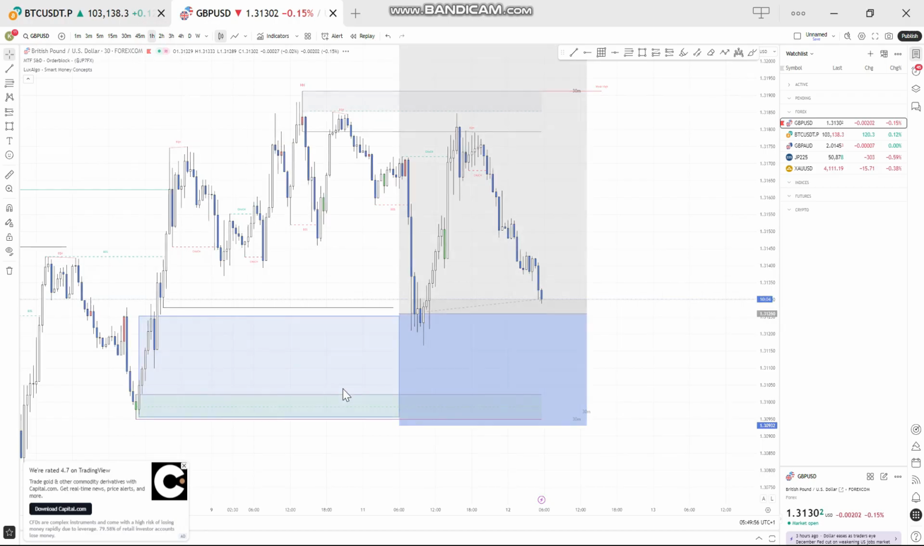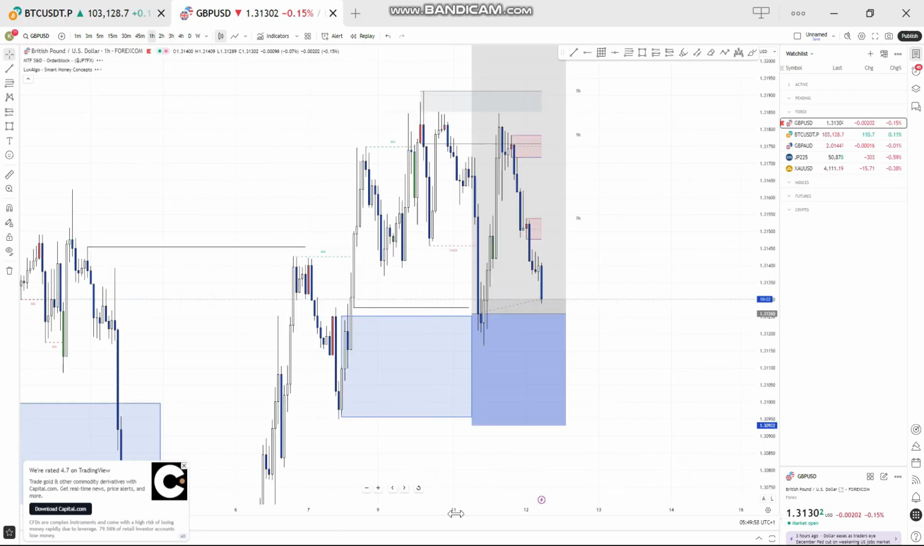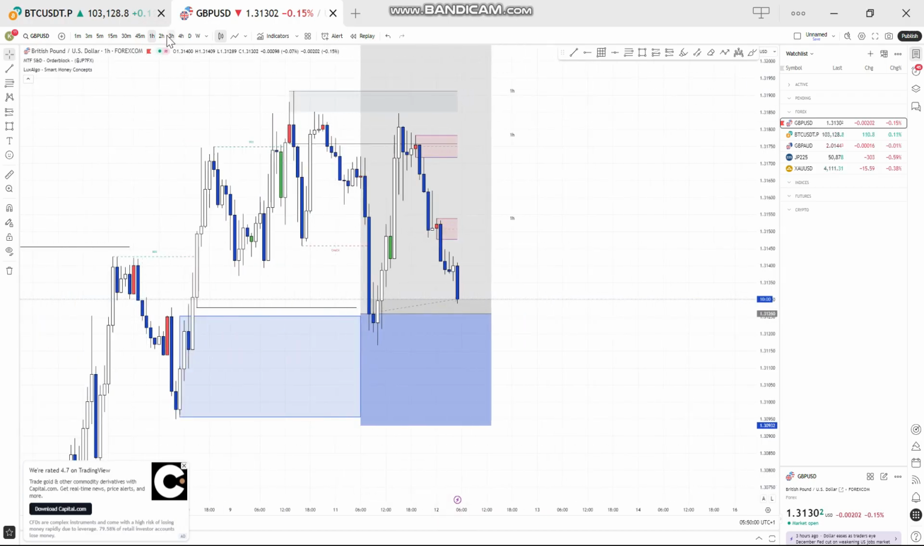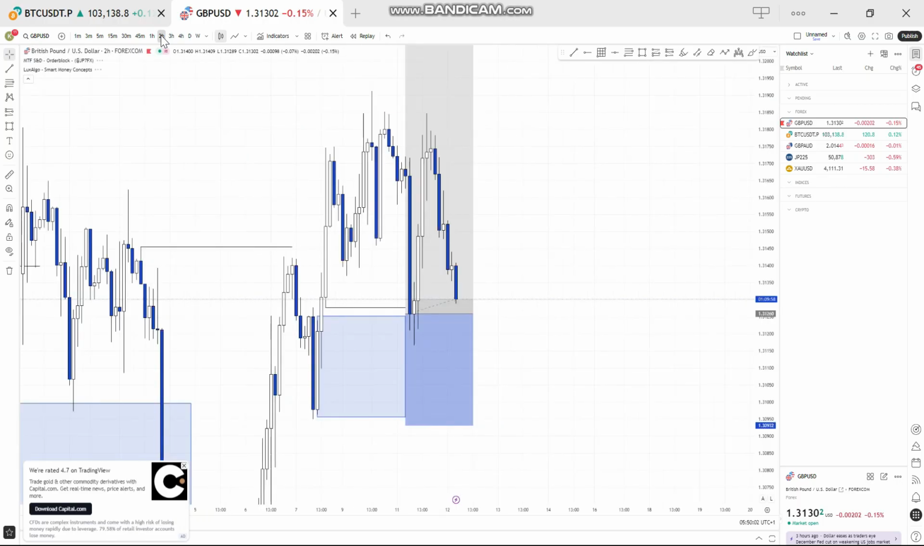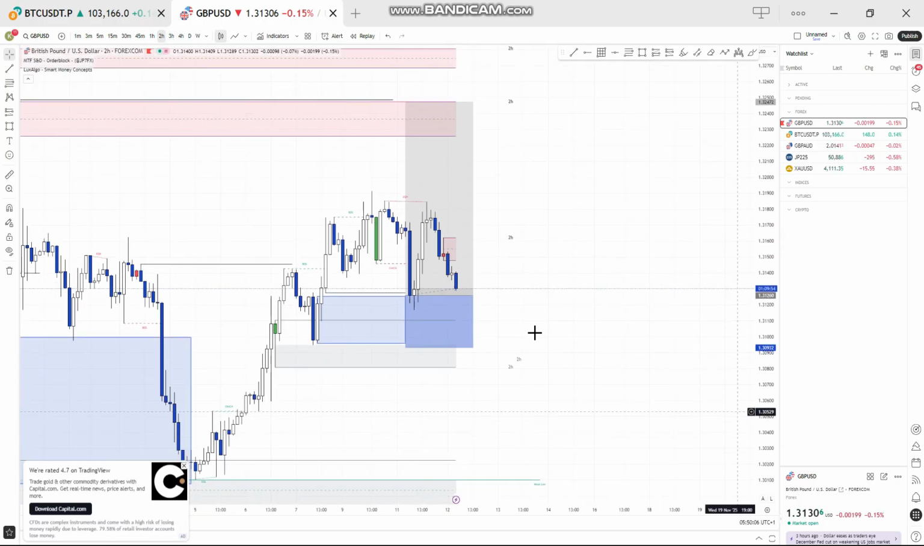I noticed something. Was it on 1 hour? Or was it on 30 minutes? I noticed an order block, because this is an order block on 2 hours. Is market seriously retracing here to buy again?